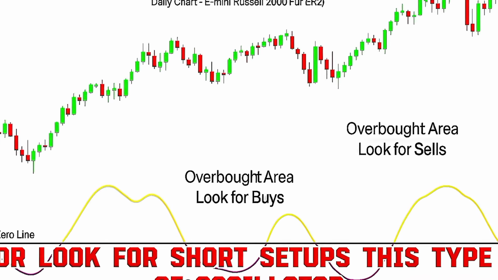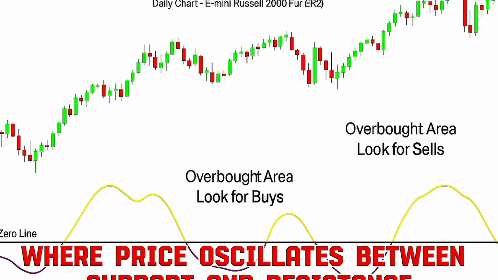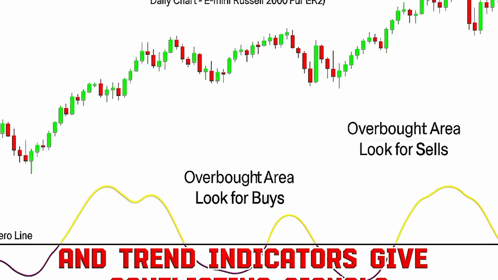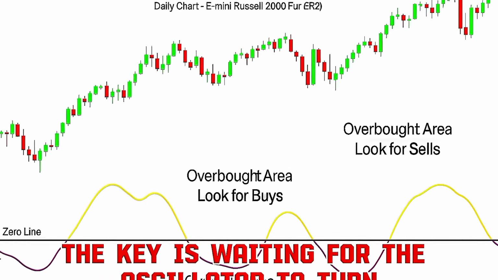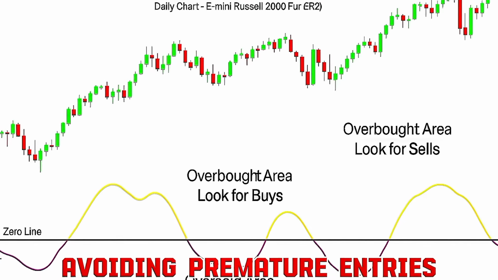This type of oscillator is particularly useful in range-bound markets, where price oscillates between support and resistance, and trend indicators give conflicting signals. The key is waiting for the oscillator to turn before pulling the trigger, avoiding premature entries.